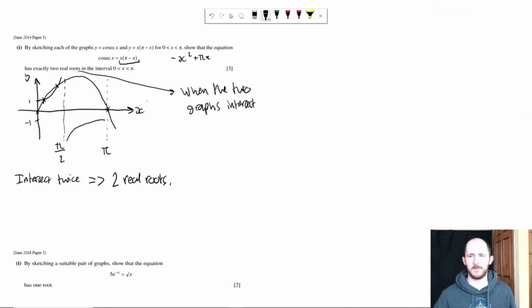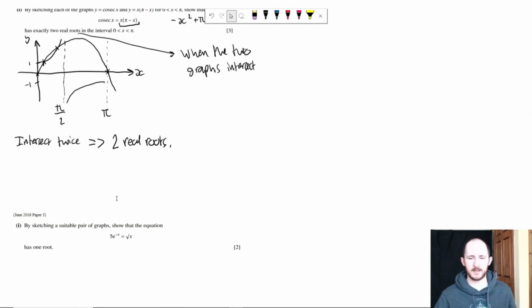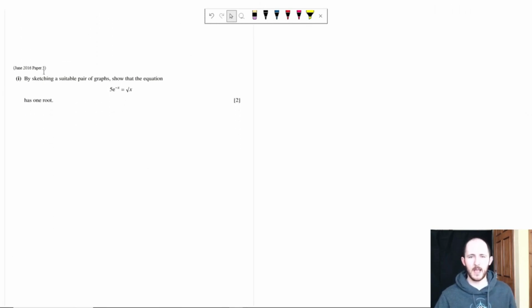Nice and easy, okay? 3 marks, so you get a mark for each of the drawings being appropriate. So the rough right shape and having the correct asymptotes and things like that. And then you get the last mark for actually making the logical deduction that since they cross twice, there must be 2 roots. If they cross 3 times, there's 3 roots. If they don't cross, then there's no roots, and so on. And this is very similar.